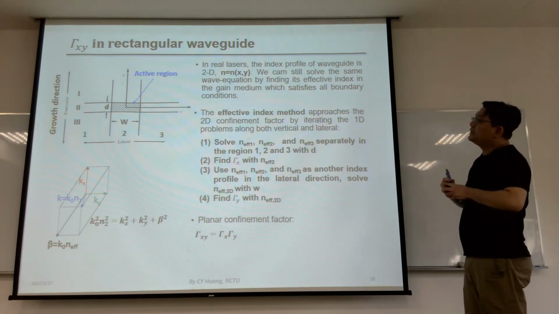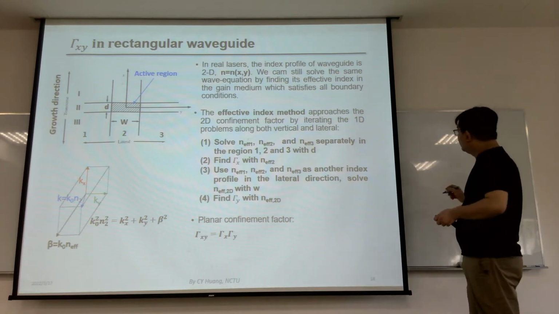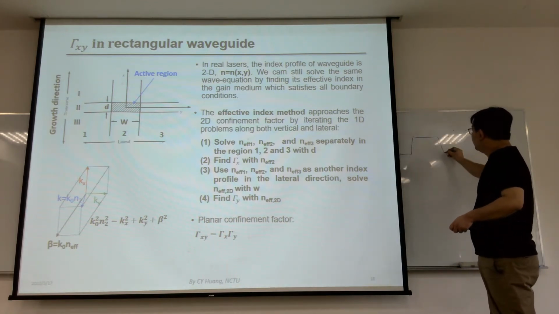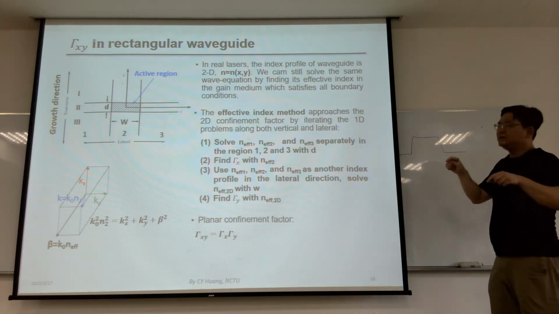One of the most common cases is the ridge waveguide. We can consider a structure like this. It is just like a ridge. The ridge has a wood and a base.